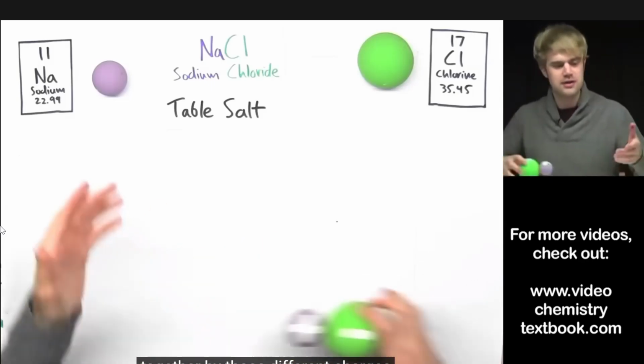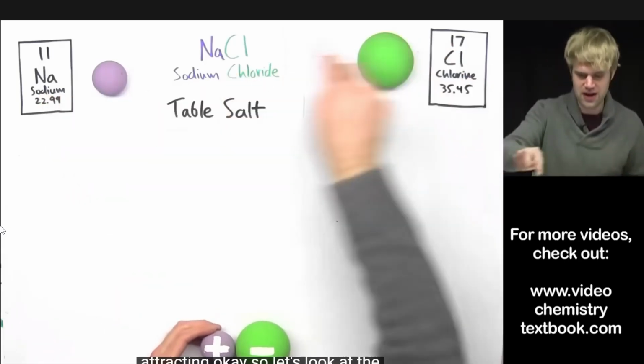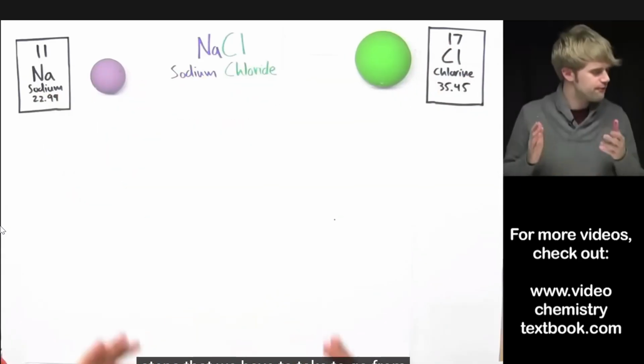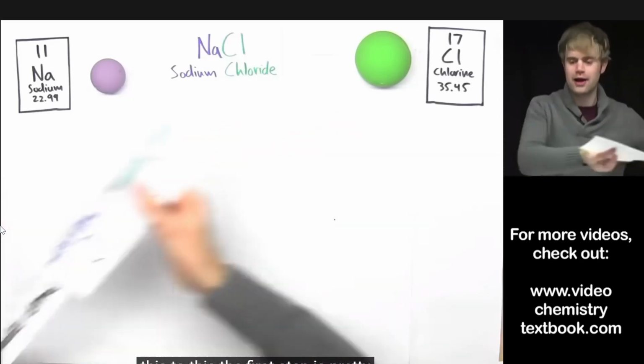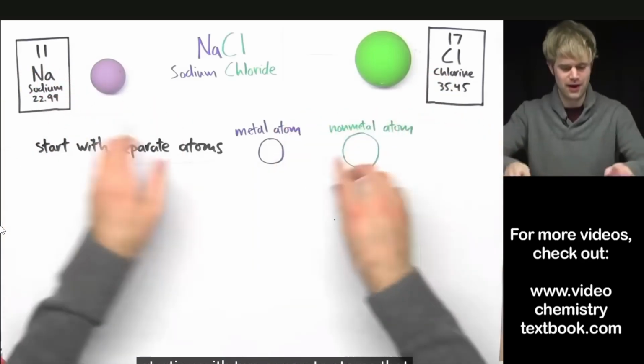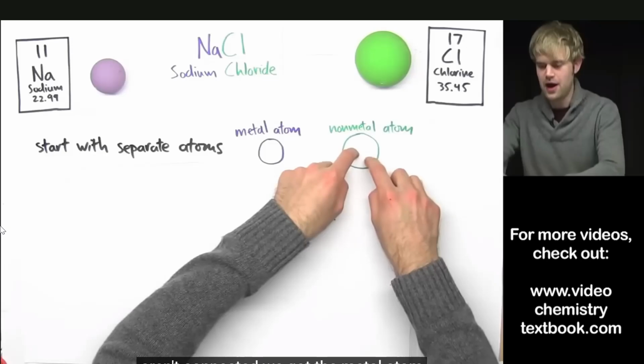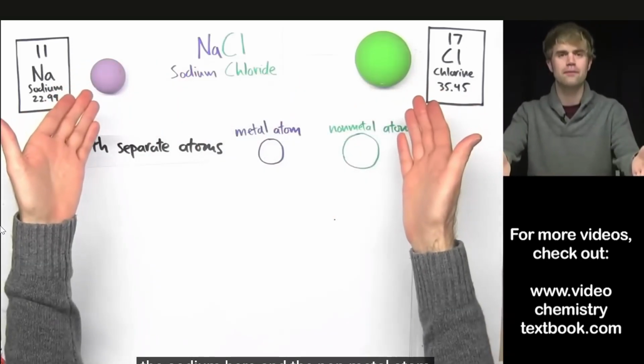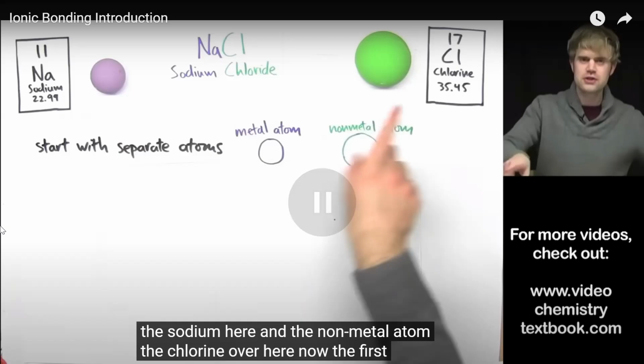Okay, so let's look at the steps that we have to take to go from this to this. The first step is pretty much what I got right here. We're starting with 2 separate atoms that aren't connected. We got the metal atom, the sodium here, and the non-metal atom, the chlorine, over here. Now, what is the charge of the metal atom right now? It's neutral. It's 0. And how about the non-metal atom? It's also neutral. Okay, they both have the same number of electrons as protons.